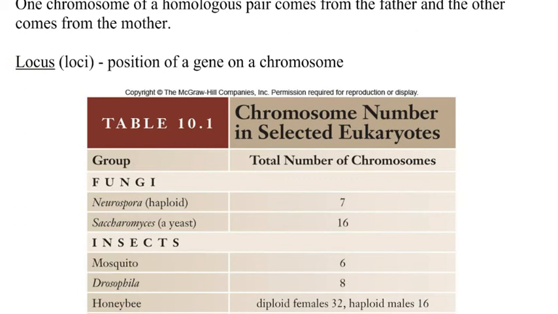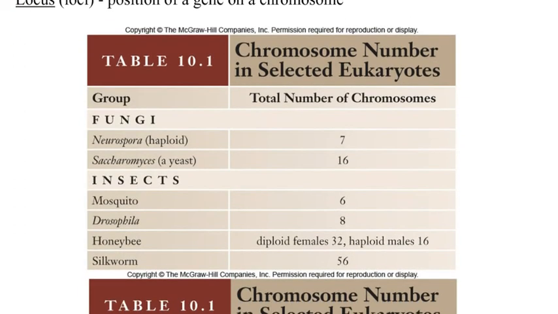And here's some charts from your book, which is kind of interesting. This tells you the number of chromosomes. You can see a type of fungus called Neurospora only has 7 chromosomes.